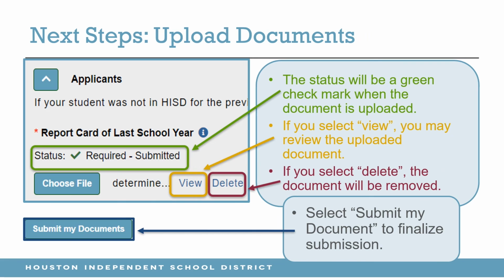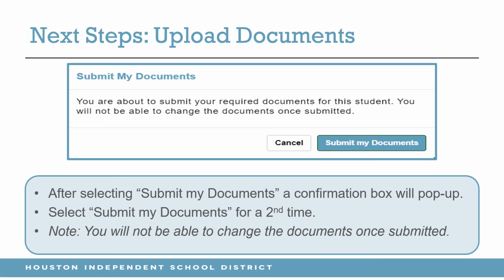Finally, when reviewing the document information, the system will provide a green check to inform you that the upload was done correctly. The View tab allows you to select the tab and review the document, and Delete will allow you to remove the document. If everything is in order, you may press Submit. Upon clicking Submit My Document, the system will ask you to confirm your decision. After selecting Submit Document for a second time, you will be unable to change the documents uploaded.